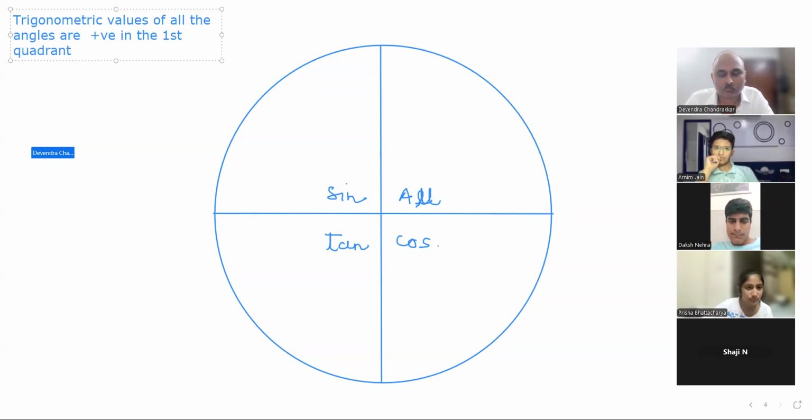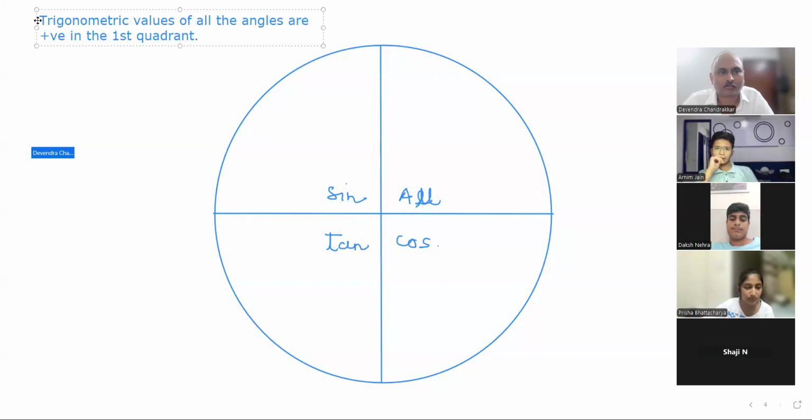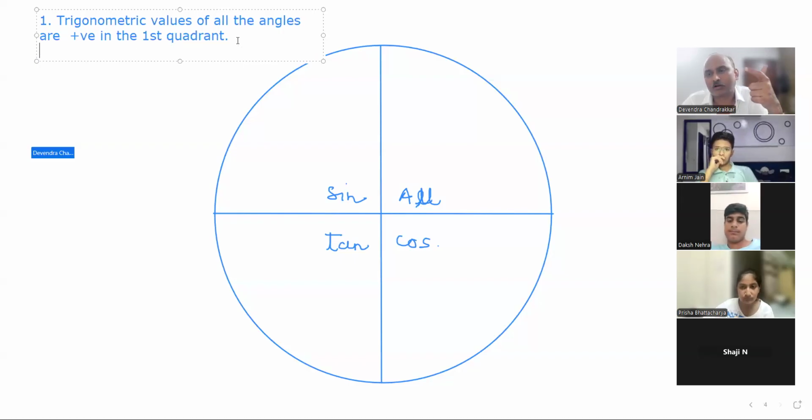A simple rule to remember, memorize. Trigonometric values of all the angles are positive in the first quadrant. ठीक है. तो जितने भी एंगल होंगे फर्स्ट क्वाड्रेंट में सबका साइन कॉस टैन, the values of sin, cos, and tan of all the angles is positive in the first quadrant. Clear? This information is clear to all of you?